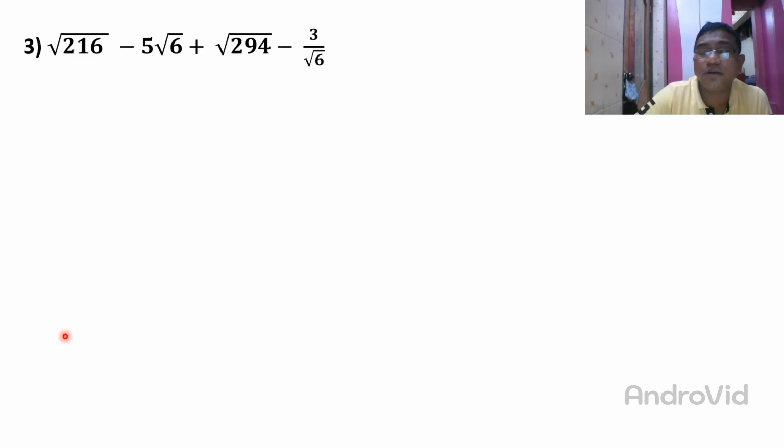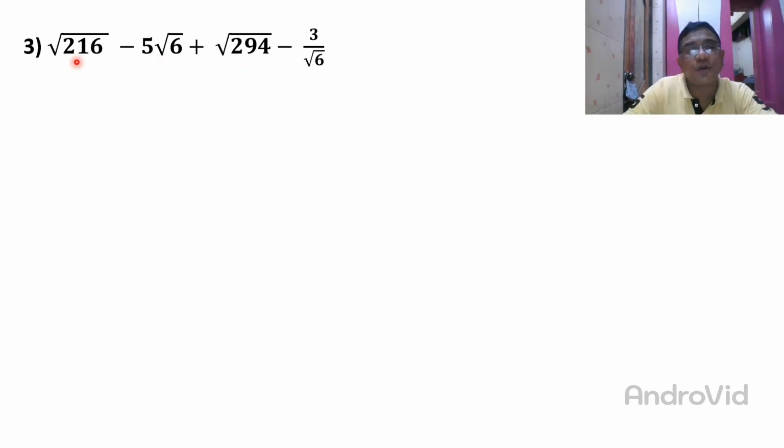Then we can see another problem. Square root of 216 minus 5 root 6 plus square root of 216, square root of 6, square root of 294 and square root of 6. Such surd numbers are given here.